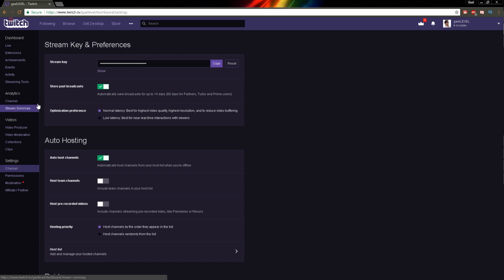Click on channel. And then right here at the top, optimization preference, there's normal latency, best for highest video quality, highest resolution, and to reduce video buffering. Low latency, best for near real-time interaction with viewers. That also means that it will affect all of that.